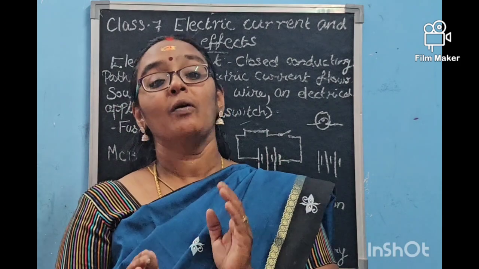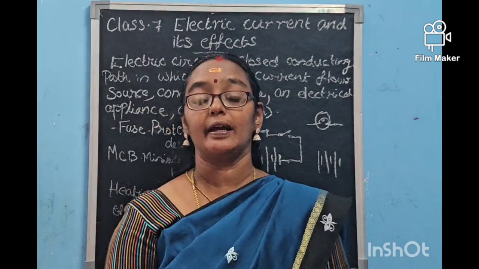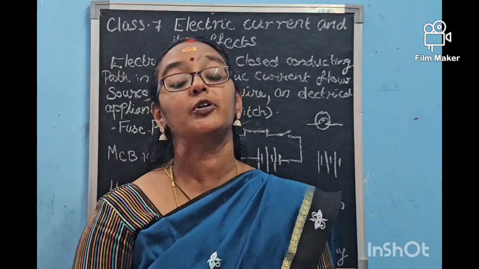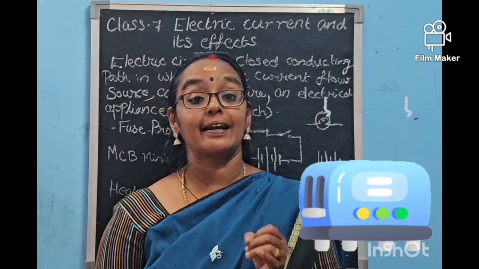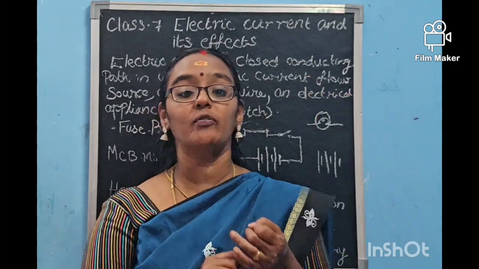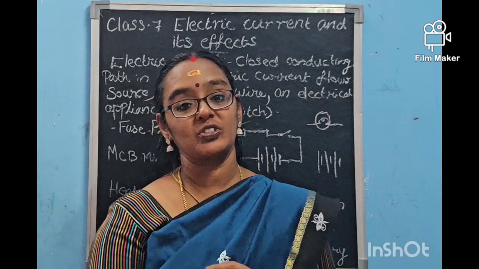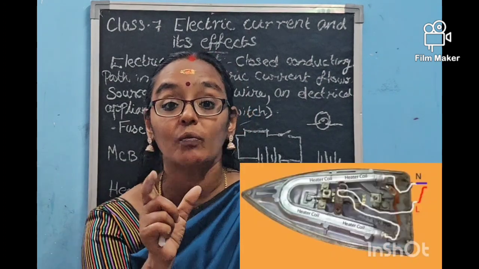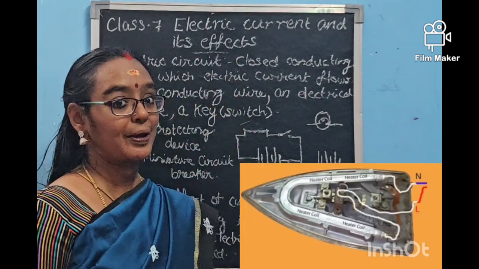And this is very helpful for us. That's why it is used in the electric toaster, electric oven, and electric iron box. Nichrome wire is used because of this reason. Okay?